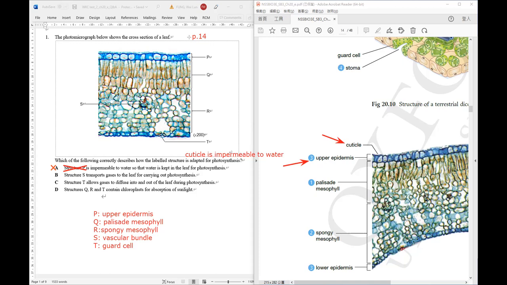Okay, how about structure S? Structure S transports gases. That is not correct. Okay, structure S transports water and minerals and food and nutrients. Okay, S transports water and minerals and nutrients. So B is wrong.